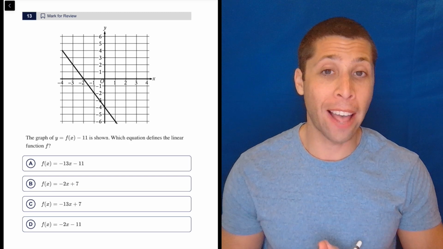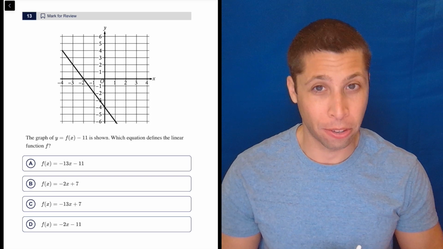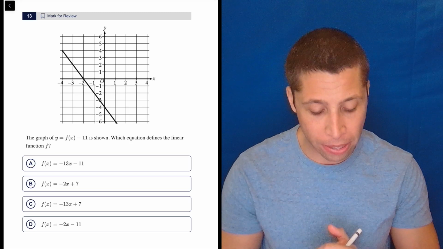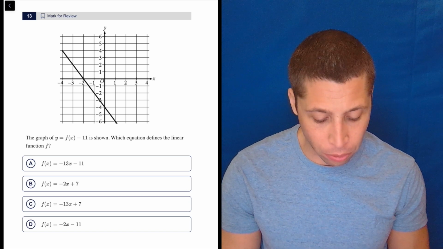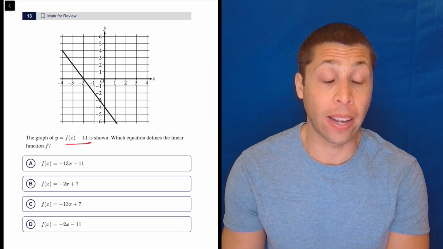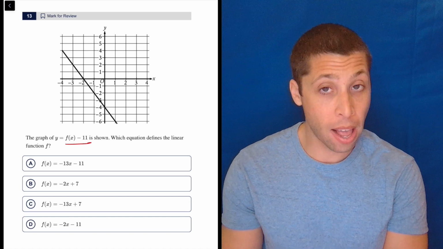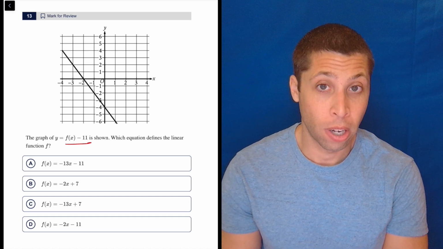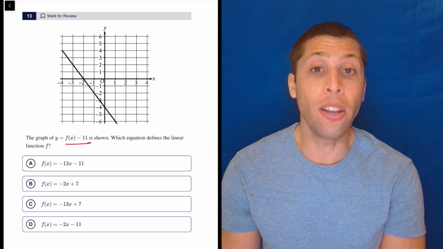Now we are officially at the place where we got to watch out for traps. So I know what they are doing here. They're trying to mess with us. We have to be careful of how we think about this graph, right? This is the graph of f of x minus 11. So this is a line, but it's a line that's been changed. So we have to unchange it. We have to undo that shifting.